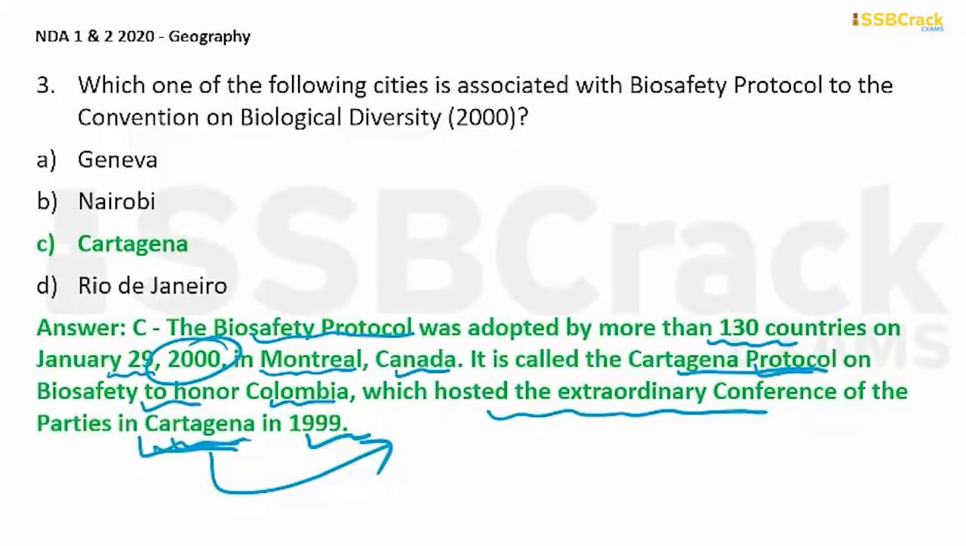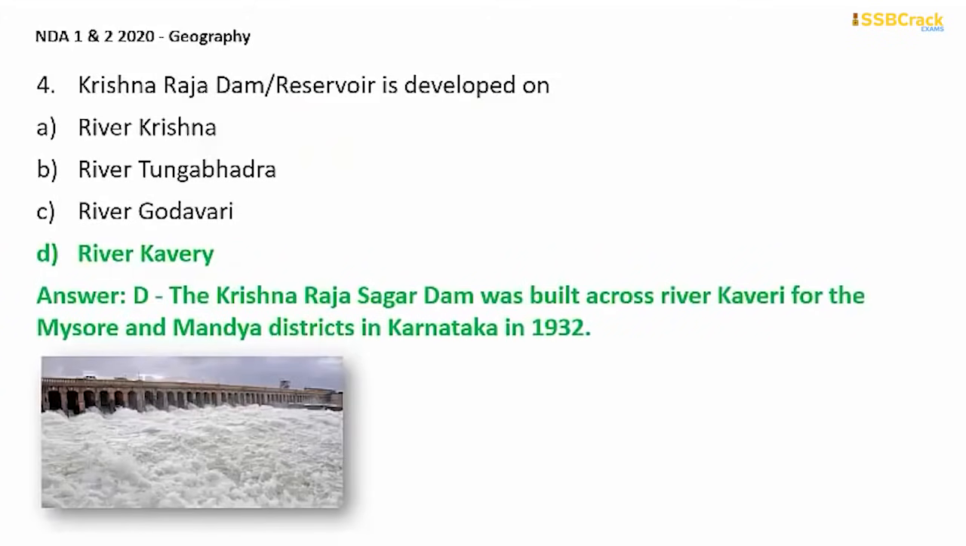Now, moving on to our next question. Krishna Raj Dam or reservoir is developed on, and your options are River Krishna, River Tungabhadra, River Godavari, or River Kaveri. The correct answer for this is River Kaveri.